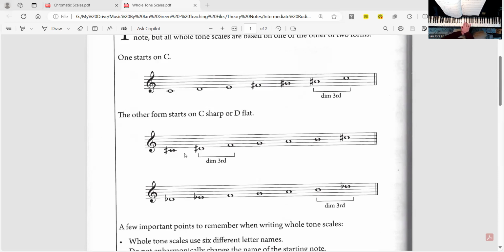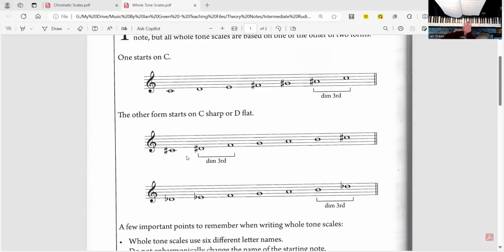So there's a whole tone from C sharp to D sharp, then a diminished third from D sharp to F, and then a whole tone from F to G, a whole tone from G to A, a whole tone from A to B, and a whole tone from B to C sharp.